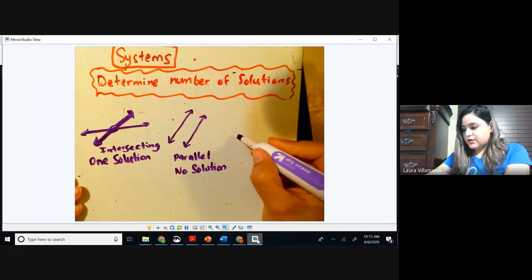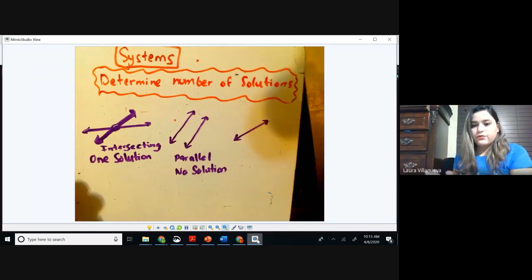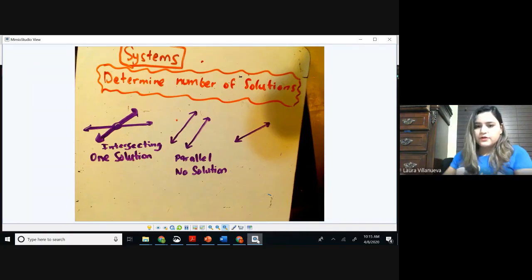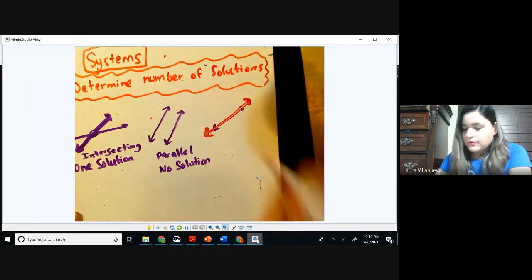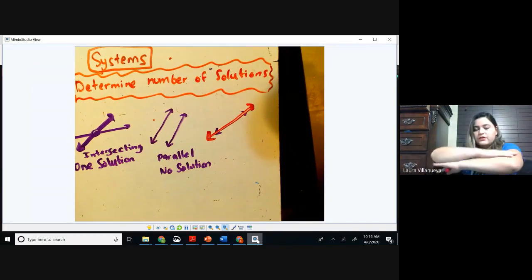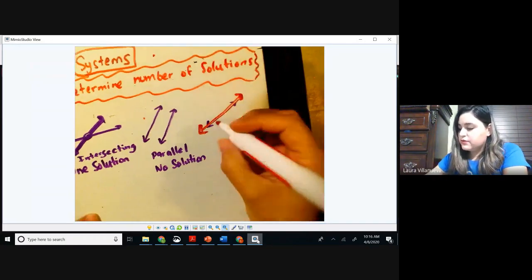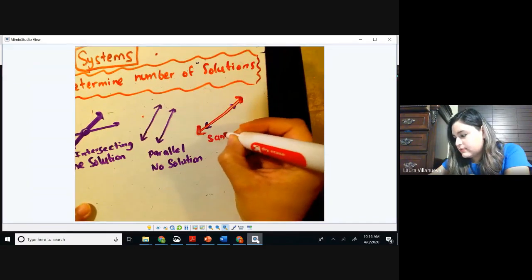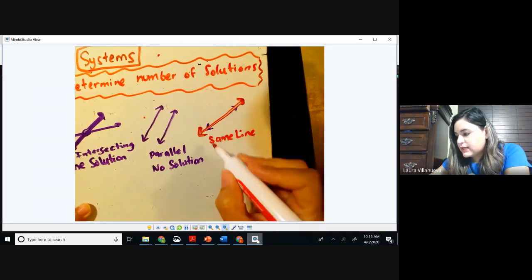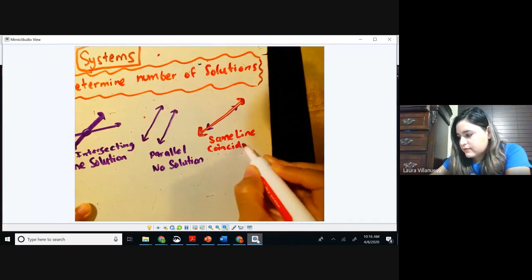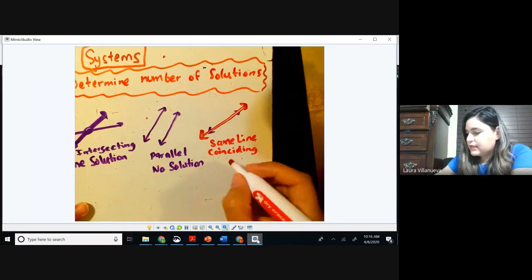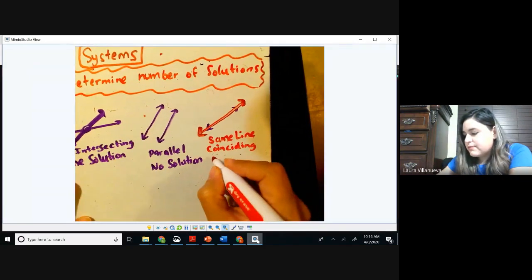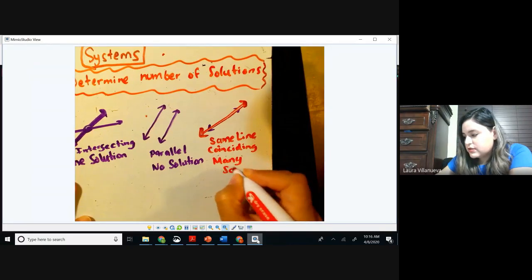These lines over here, you're going to have 1 line on top of another line. So that's 1 line, and then there's another one on top of that one. And that one is on top of another one, so they're touching all the time. They're always touching. So these ones are called same line, or you can say coinciding lines. Coincidencia, algo que es una coincidencia es algo que es igual, ¿verdad? Coinciding lines. These are going to be many solutions.